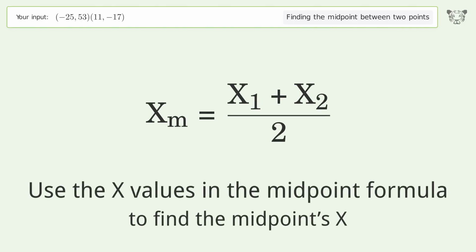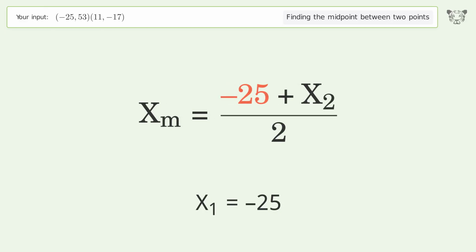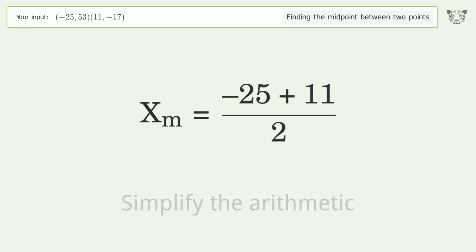Use the x values in the midpoint formula to find the midpoints x. x1 equals -25. x2 equals 11. Simplify the arithmetic.